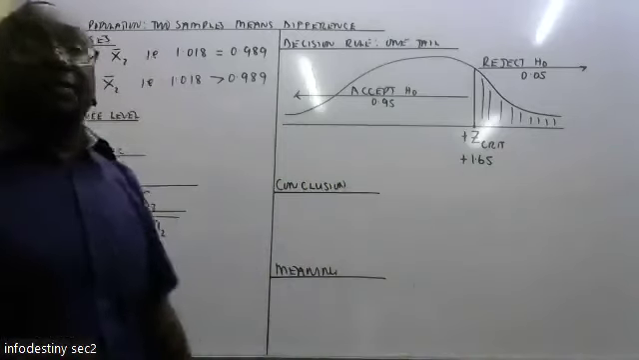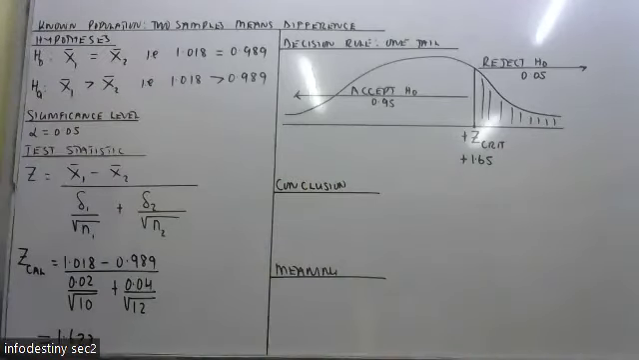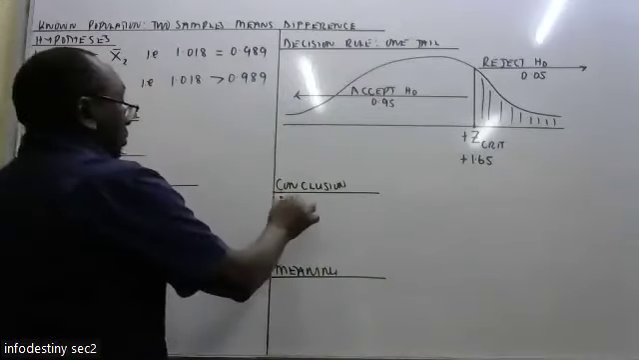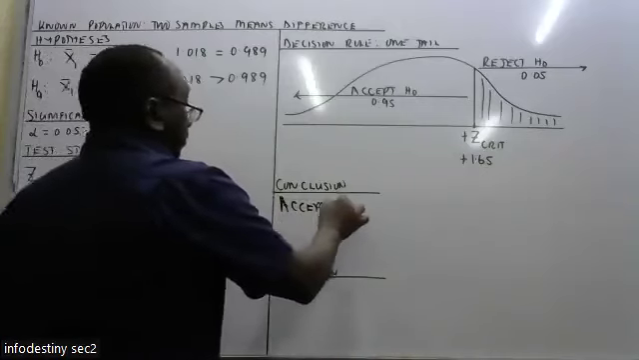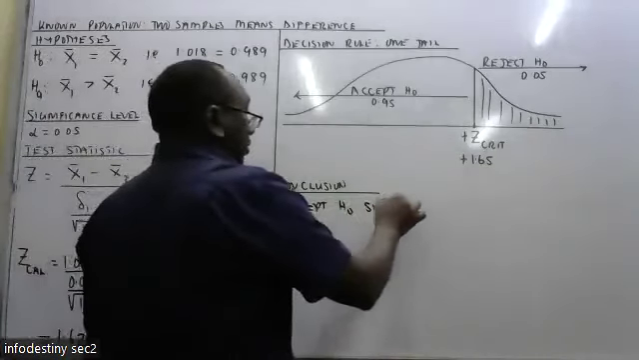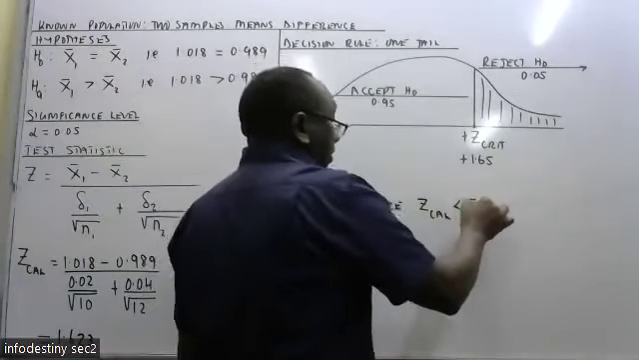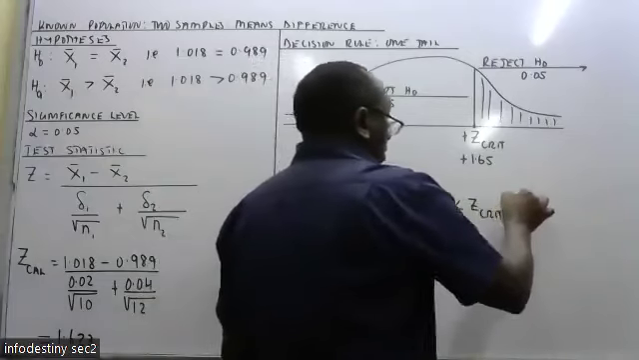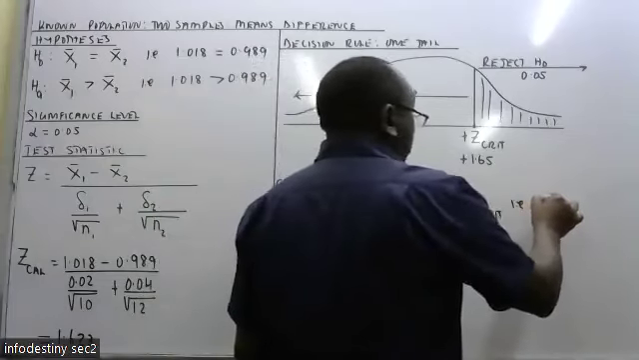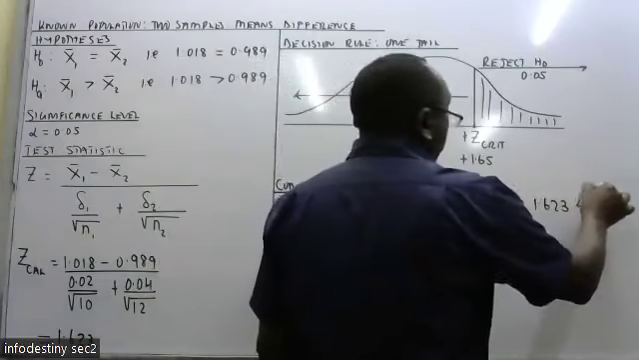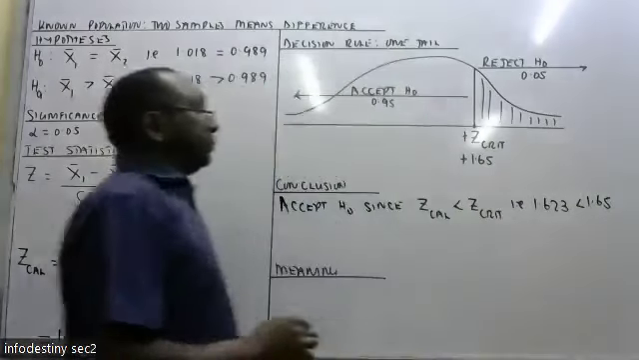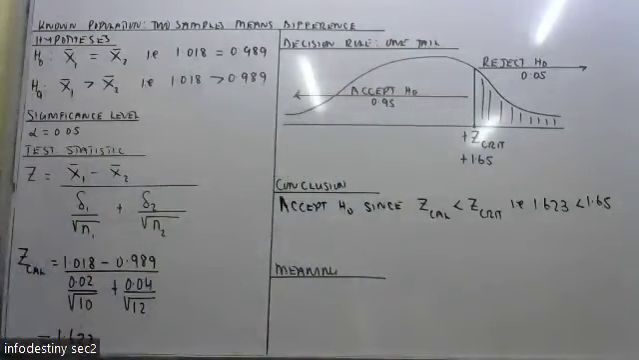is 1.65. So where are we? Do we accept or we reject? Yeah, we are in the region of accepting. So you accept null since Z calculated is less than Z critical. That is 1.623 is less than 1.65. So meaning what?